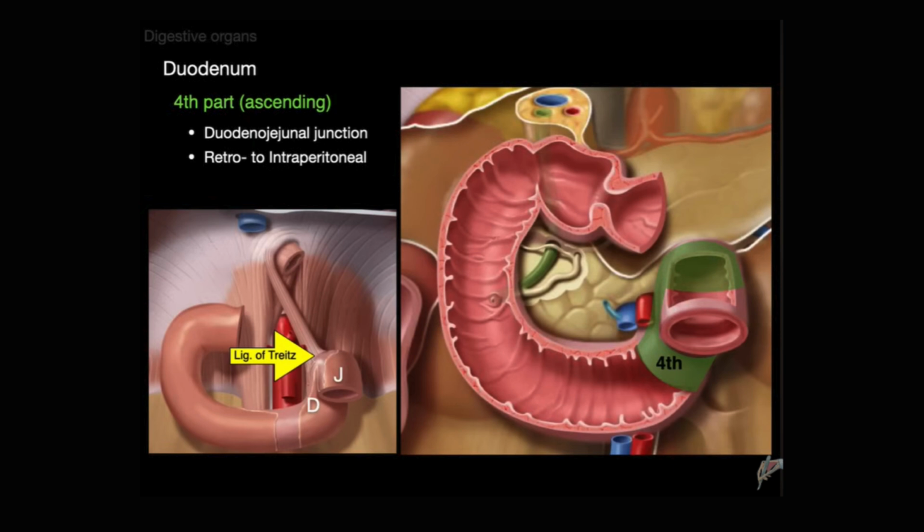Now, the fourth part of the duodenum, I like to call this a junction. Why? Because the third part is retroperitoneal, meaning it has circular folds, and then it slowly turns intraperitoneal in the fourth one. That's why it's called the retroperitoneal and intraperitoneal junction, or I like to call it the duodenojejunal junction. On the left side, you can see how the fourth part of the duodenum is held together by the ligament of Treitz, which ascends all the way up to the diaphragm.